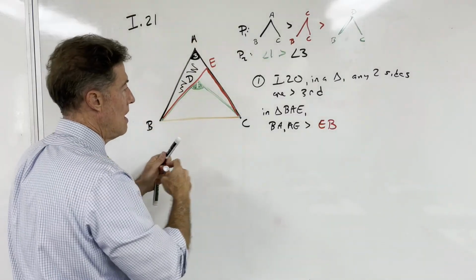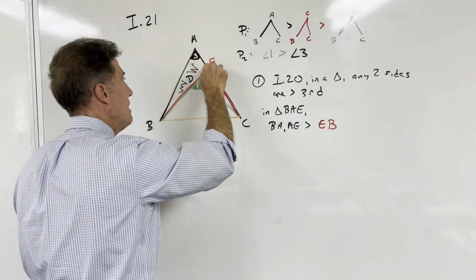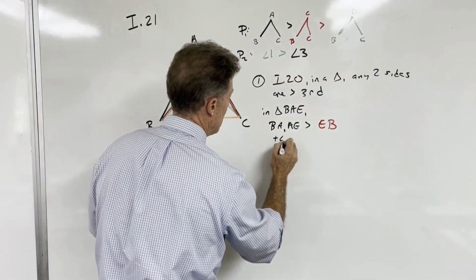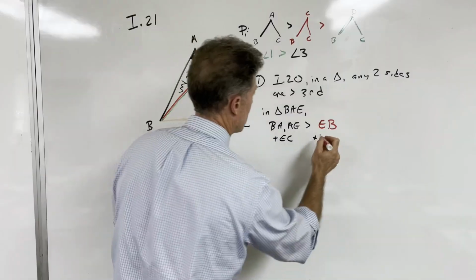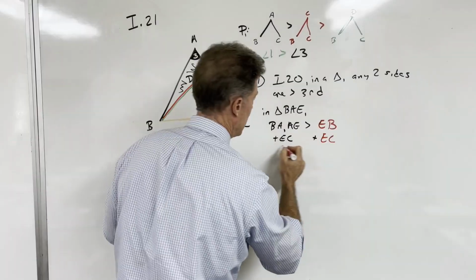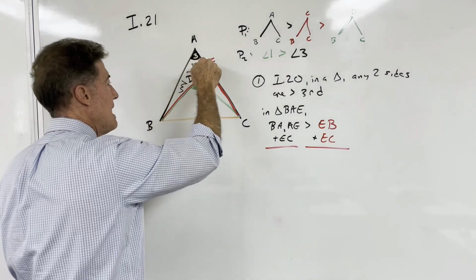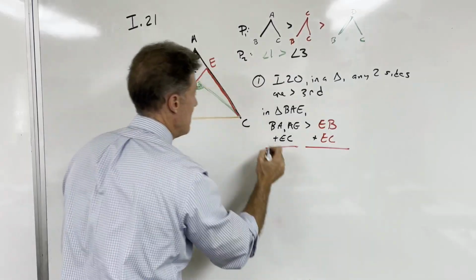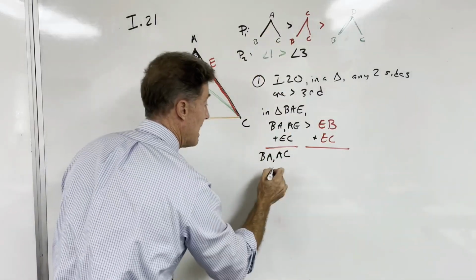Well, we got BA and AE, let's add EC to the rest of this. So let's add EC to this side, and we're going to add EC to this side. But I'm going to add, just to keep it straight, the red line, which is also EC. So if we add BA, AE, EC, you should see that we get BA, AC, which is our black legs.